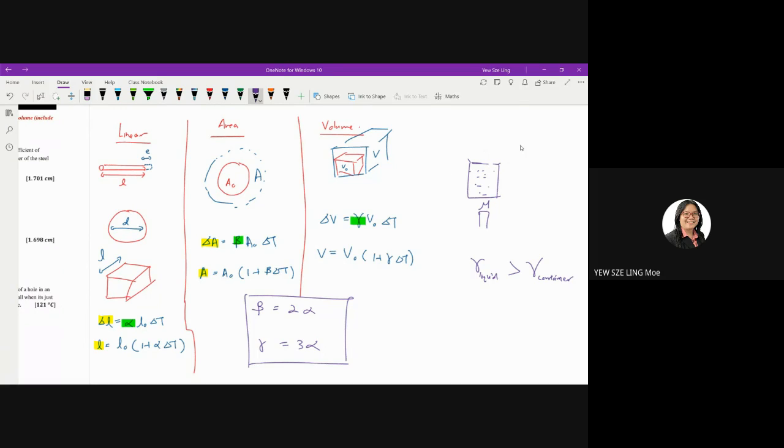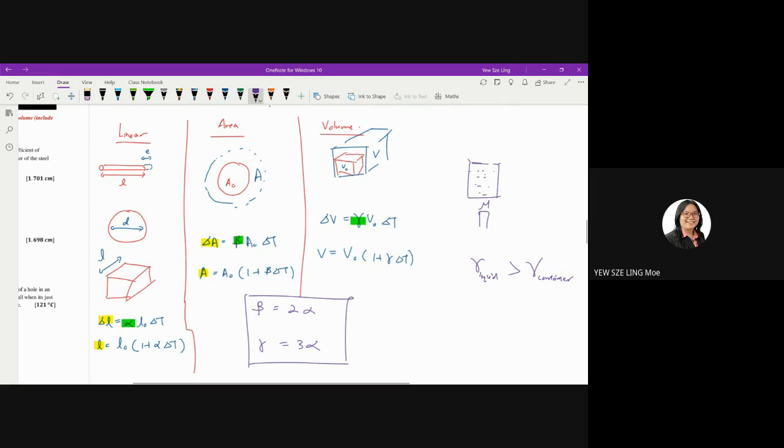Sebab dia expand lagi cepat berbanding dengan container anda. Container anda dia expand lambat berbanding dengan liquid. Okay, so kalau kamu fill up the liquid penuh, ngam-ngam penuh pada hujung, pada edge of the container, dan kamu heat it up, then overflow akan berlaku.